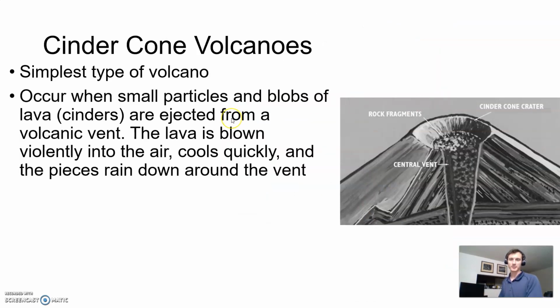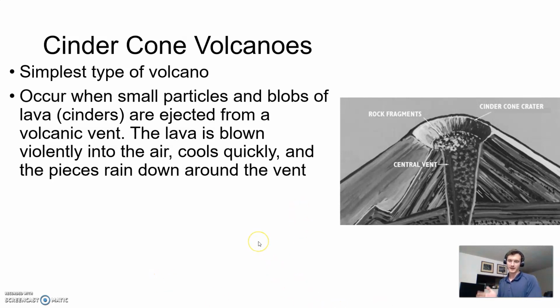So our first type, cinder cones, these are going to be fairly straightforward. These are built out of little cinders, right? They're blobs of lava, little particles, smaller. You think of like a fist-sized chunk of rock. We put a bunch of those on top of each other to make a hill. You've got your cinder cone volcano. It's a little bit more complicated than that, but not really.